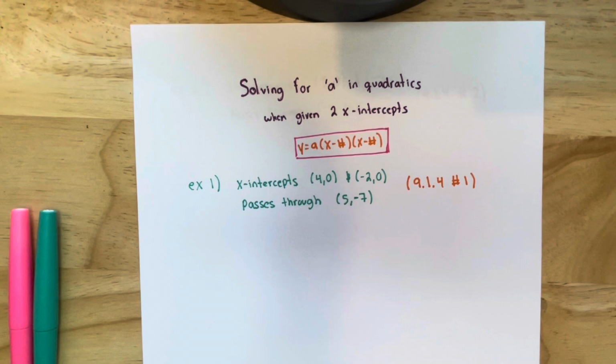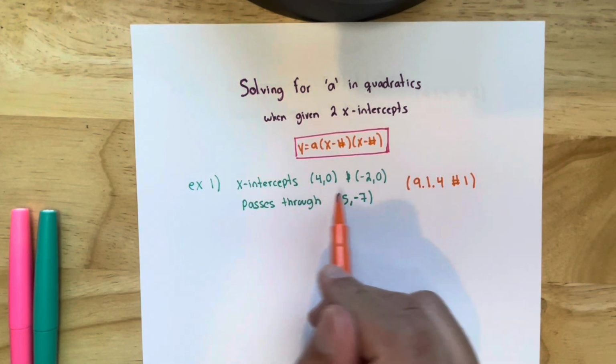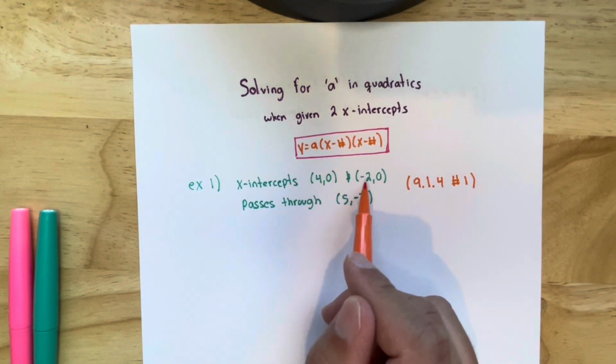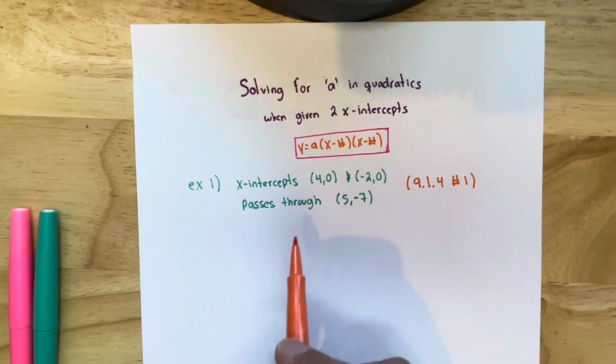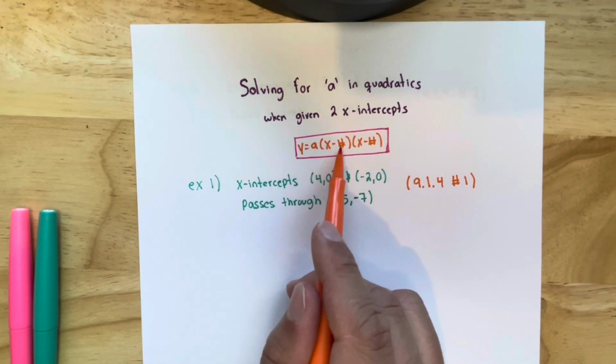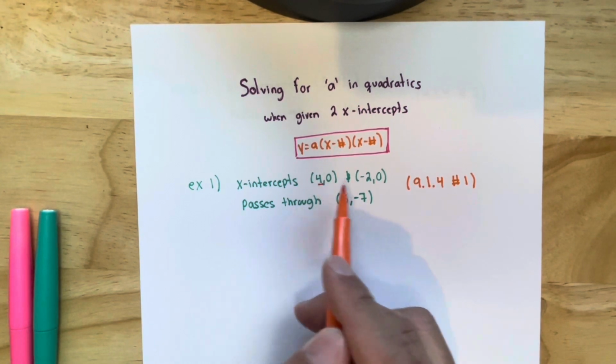So in example 1, it says my two x-intercepts are (4, 0) and (negative 2, 0), but it's going to pass through the point (5, negative 7). Always remember that the point (4, 0) is an x-intercept, so this is my first x, and this is my second x. In the formula, it says x minus a number. My numbers are these two numbers written right here.